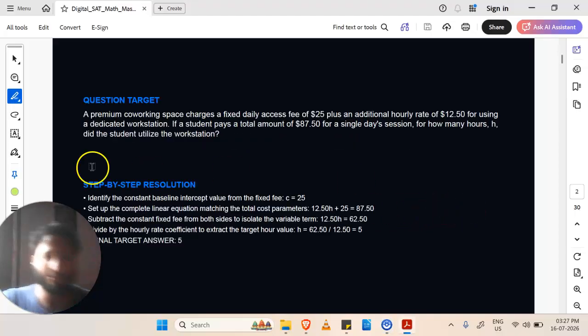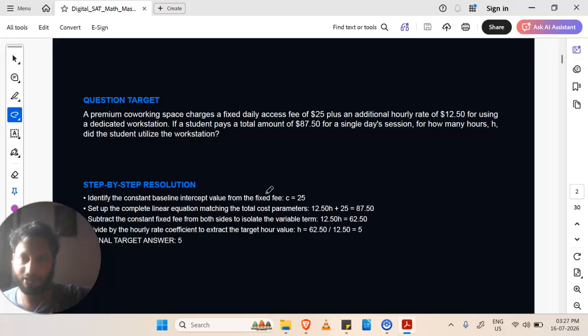Okay, that's our first problem. So how are we going to work around this problem in the exam setting? Okay, let's just read it. A premium co-working space charges a fixed daily access fee of $25 plus an additional hourly rate of $12.5 per hour using a dedicated workstation. If a student pays a total amount of $87.5 for a single day session, for how many hours H did the student utilize the workstation? So how are you going to read this quickly in an exam setting?